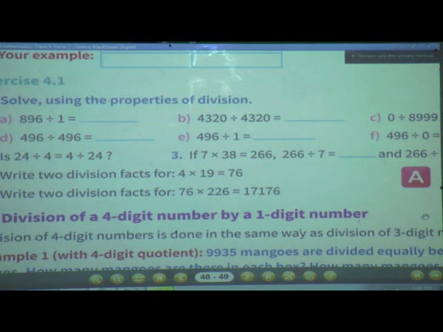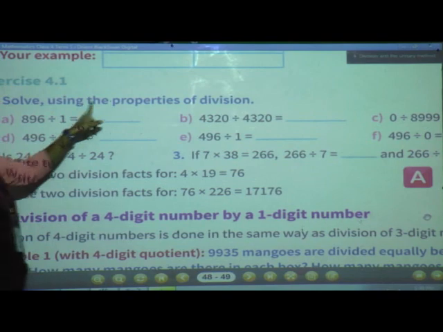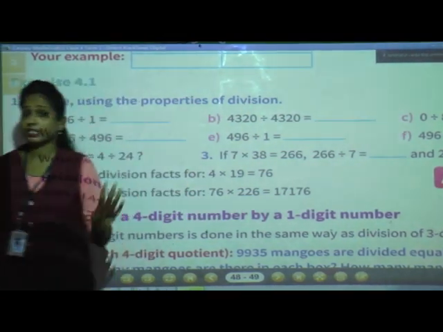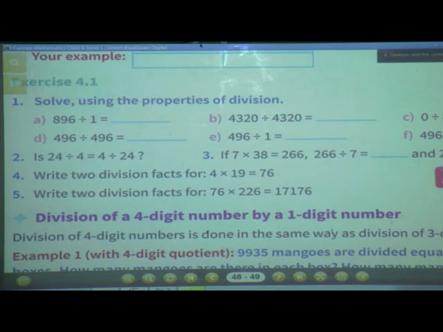Yes. What is the question? Solve using the properties of division. See, just now we have studied the 4 division properties, isn't it? I'll revise once again for you. The first one is 2 division facts can be derived from 1 multiplication fact, and the second one is if a number is divided by 1, the answer is the number itself. And what is the third one? If a number is divided by itself, the answer is 1. And the last one is, if 0 is divided by a number, the answer is also 0.